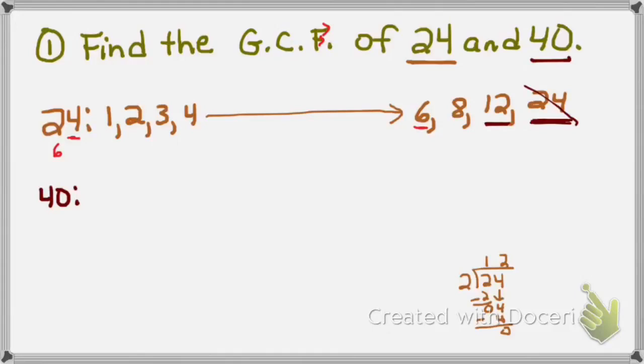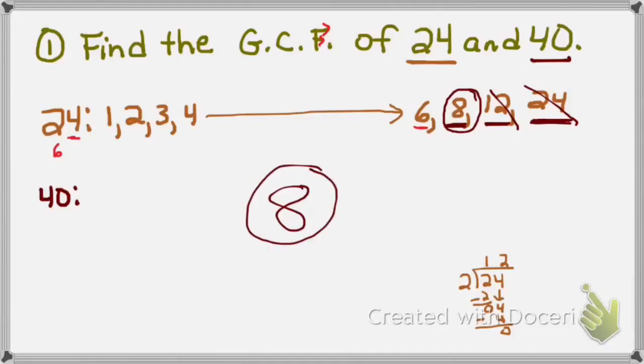What about 12? Go through my 12 times tables: 12, 24, 36, 48. 12 doesn't work either. Cross that out. Move down the line. 8. 8, 16, 24, 32, 40. Oh, 8 does work. So if 8 divides evenly into 40, I now know that my GCF, my greatest common factor, is indeed 8.